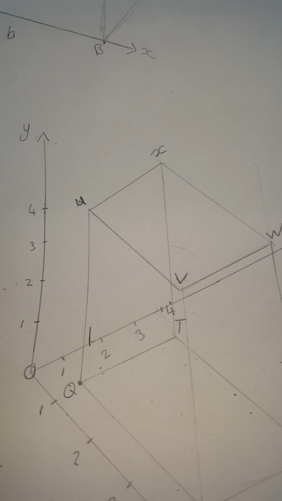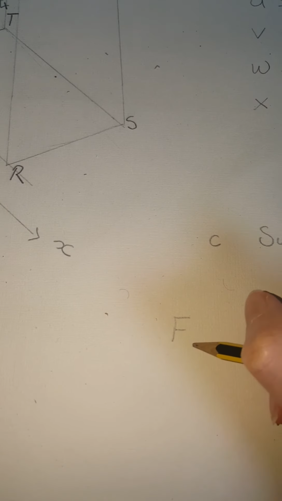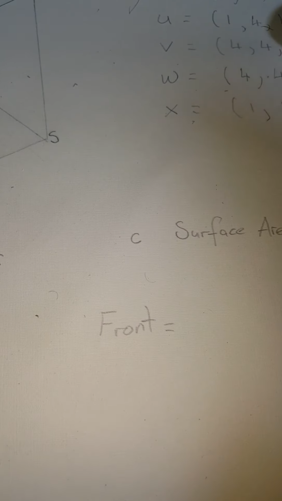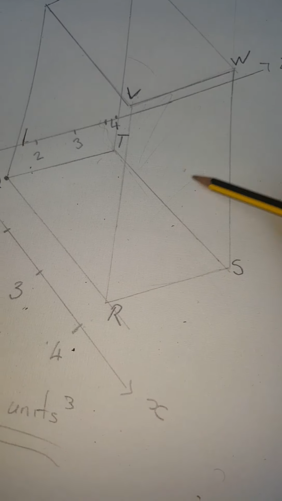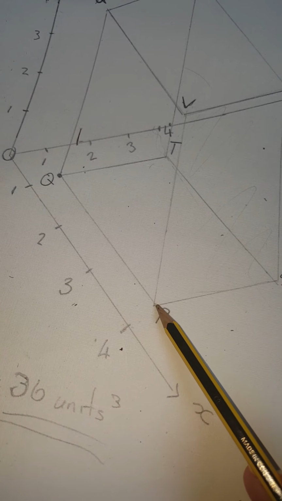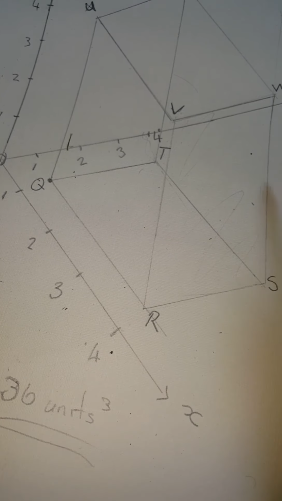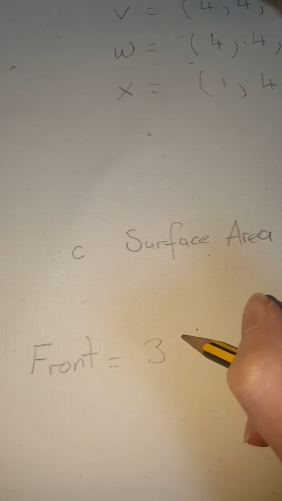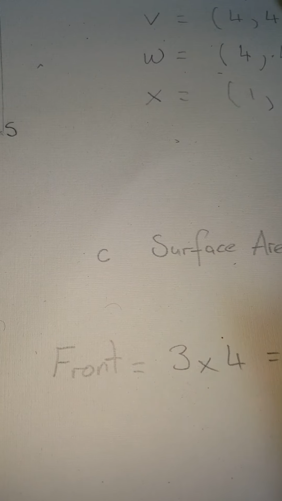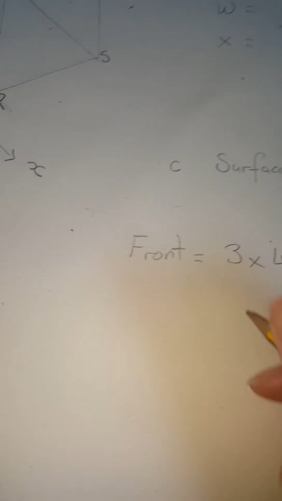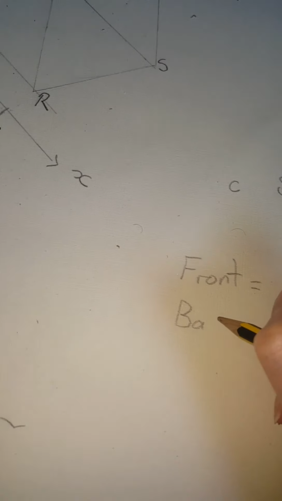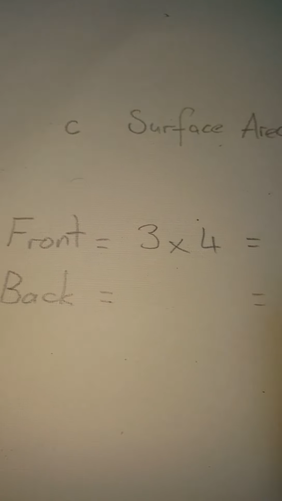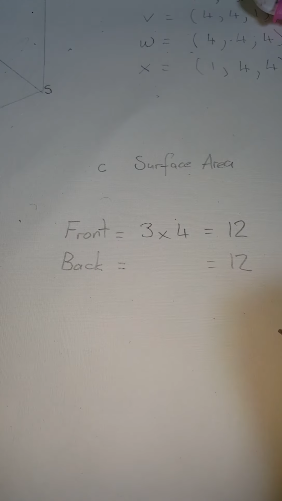Let's start with the front. I'm just going to write down the front face there. To work out the area of the front, which is this one here, we know that the length here is 3 and the height there is 4. So the front face will be 3 times 4, which is 12. And the back will be exactly the same, 12 as well.